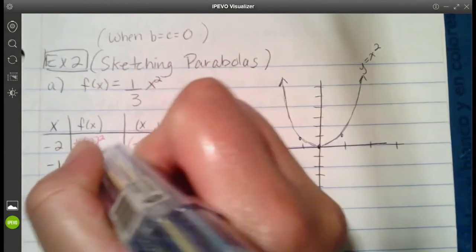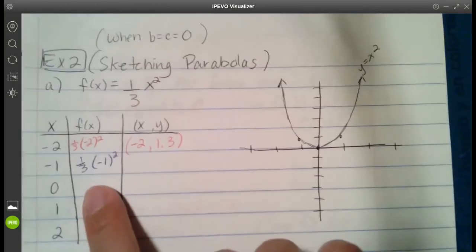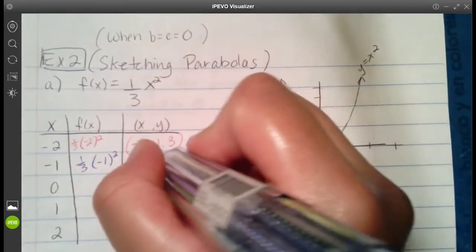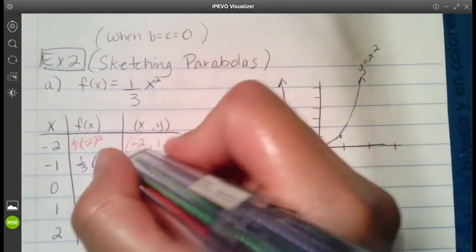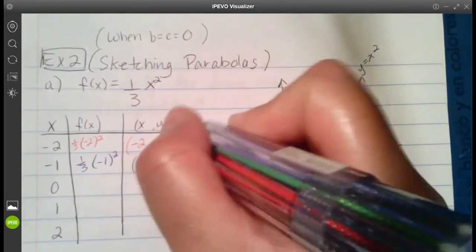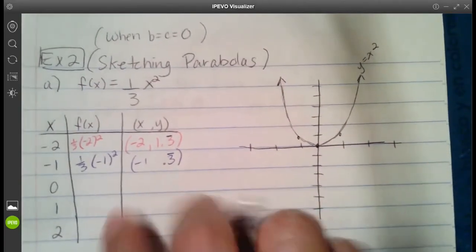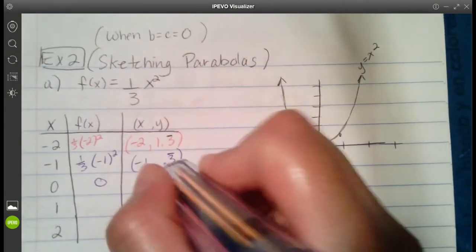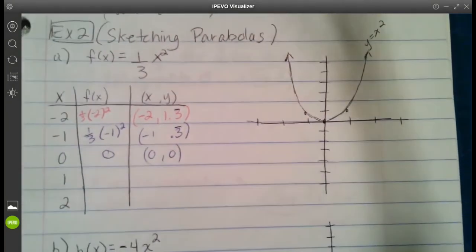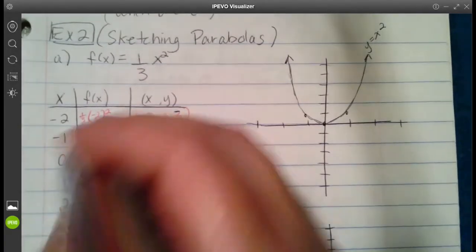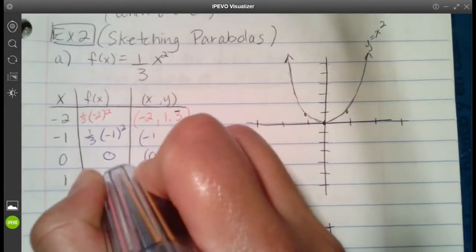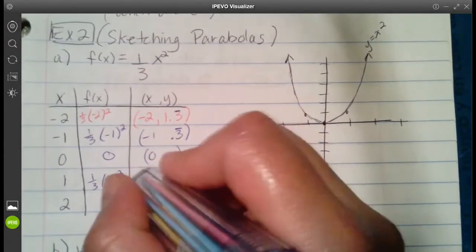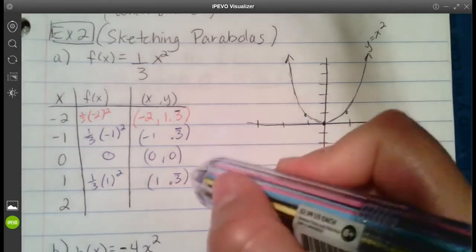So 1/3 times -1 squared. -1 squared is 1. 1 times a third is just a third. So that's going to be 0.3 repeating, of course. Probably should put that up here also. Next one, we have 0. 0 times anything is going to be 0, so that one's easy. 0 comma 0. And since this is symmetric, these should be the same as these, but we can check it real quick. We have 1/3 times 1 squared. Again, 1 squared is 1. 1 times 1/3 is 1/3, so 0.3. So 1 and 0.3. So far, so good.